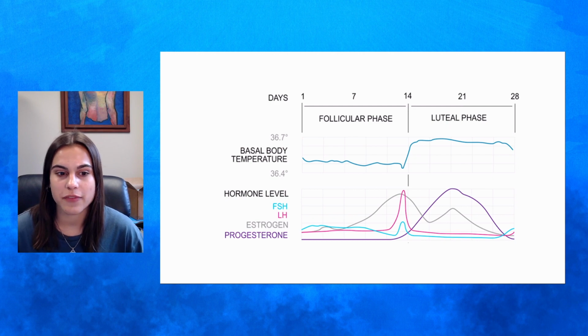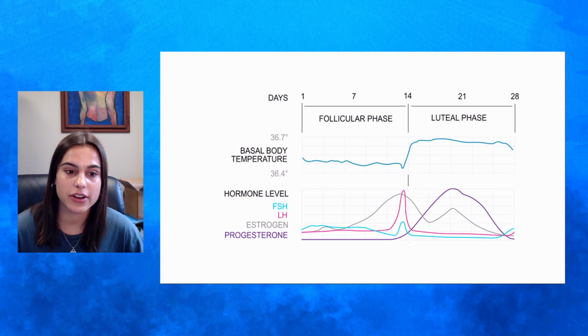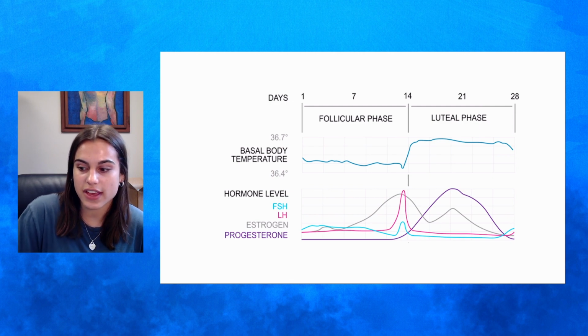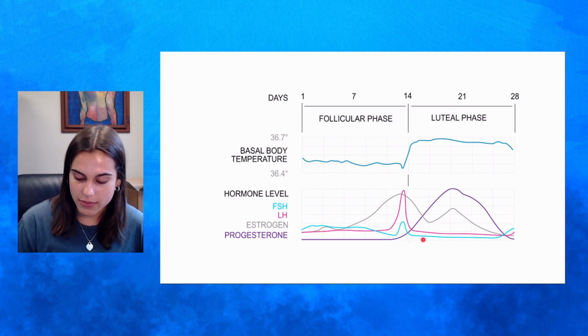So at the next phase, which is the luteal phase, the endometrium, which is the lining of the uterus, stops growing, and then it enters the secretory phase. So at this point, the levels of FSH and LH start to decrease. You can see they both go down here.